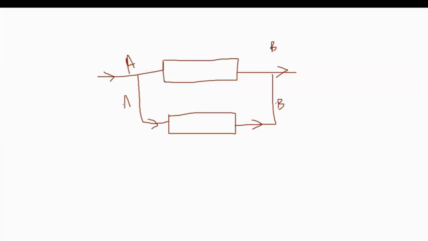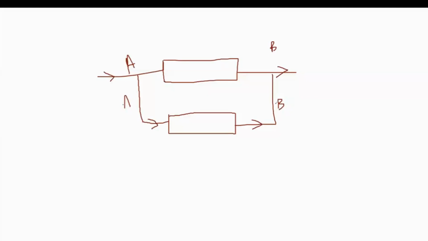In the previous one, the starting point was connected to the ending point, isn't it? Here, a starting point is connected to the starting point itself, and the ending point is connected to the ending point itself.